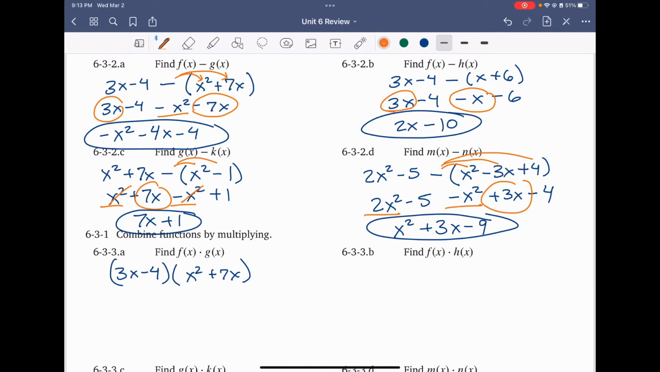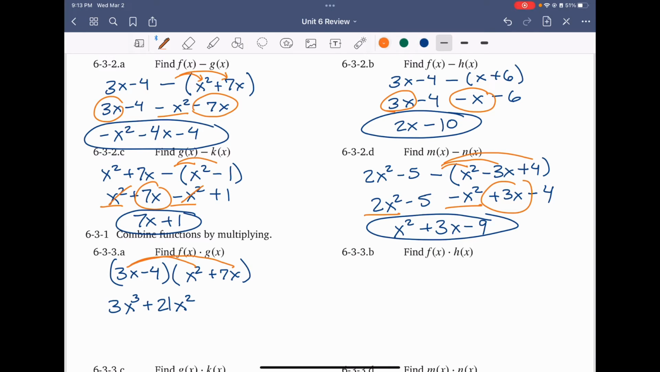So for the FOIL, I'm going to first multiply my first term to my first term, and that gives me 3x times x squared. So I multiply my constants. 3 times 1 is 3. My x's, I have 1x times x squared, which is x cubed. So altogether I have 3x cubed. Then I'm going to multiply my outside terms, my 3 times my 7x. That becomes 21, because 3 times 7 is 21, and then x times x is x squared.